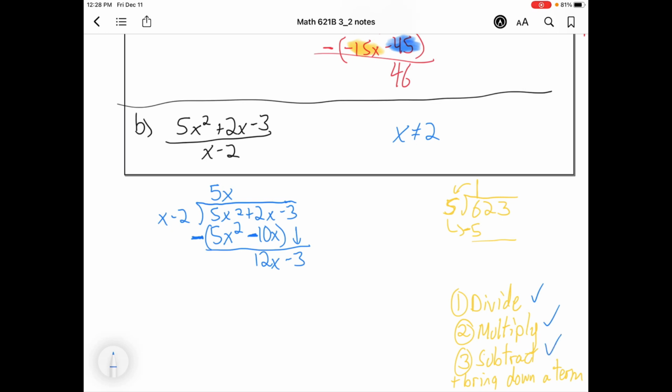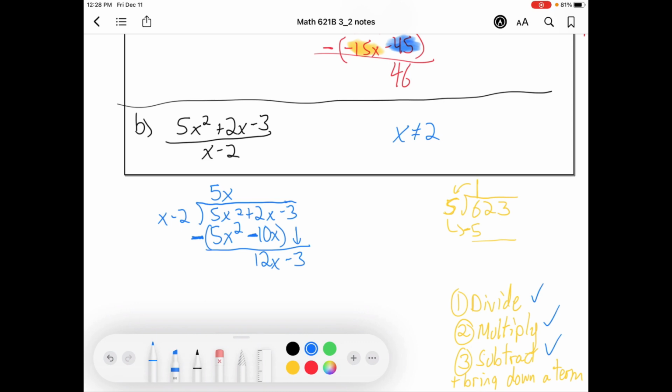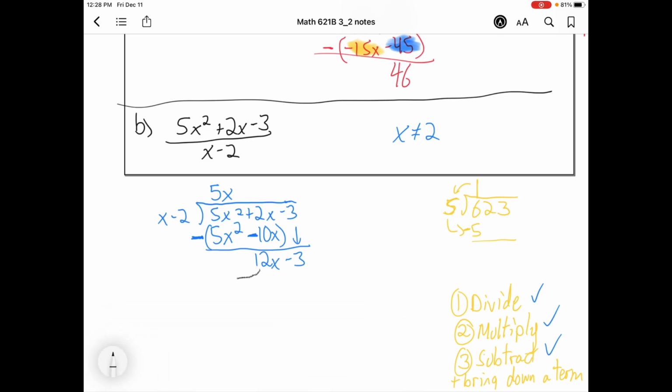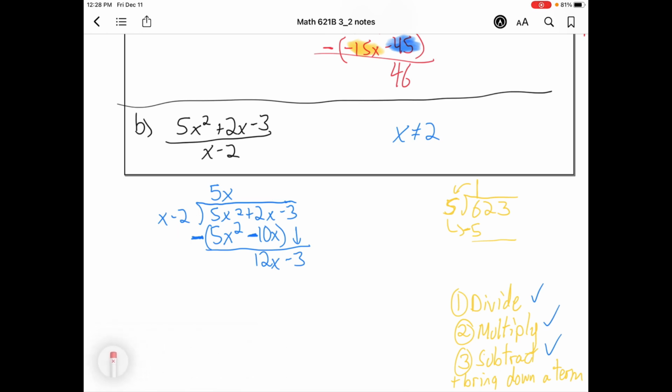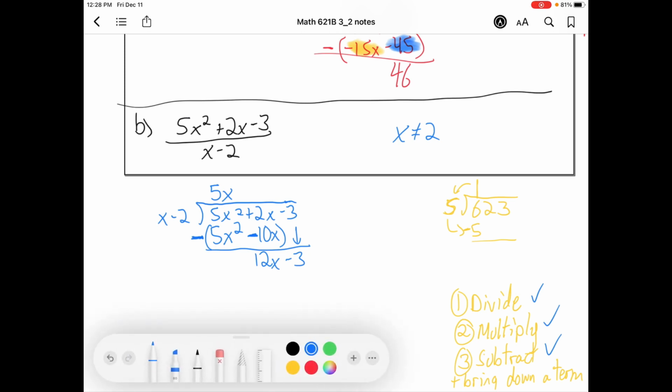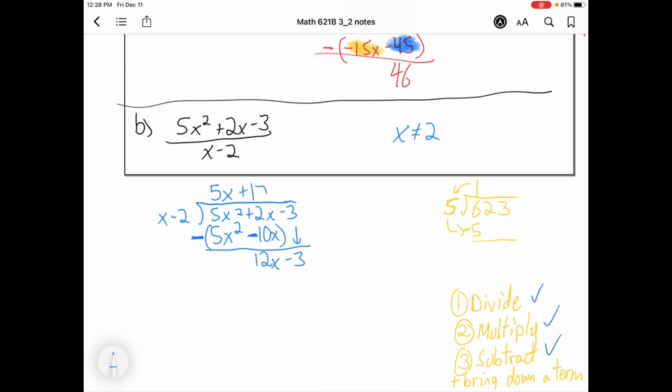Now I just repeat this process. When I'm doing my division, it's just 12x divided by only the first term in the binomial. And the reason for that is that it causes us a lot of grief if we try and deal with both of them. So 12x divided by x is just 12. 12 times this whole binomial is 12x minus 24. I'm going to subtract that whole thing and see what I get.